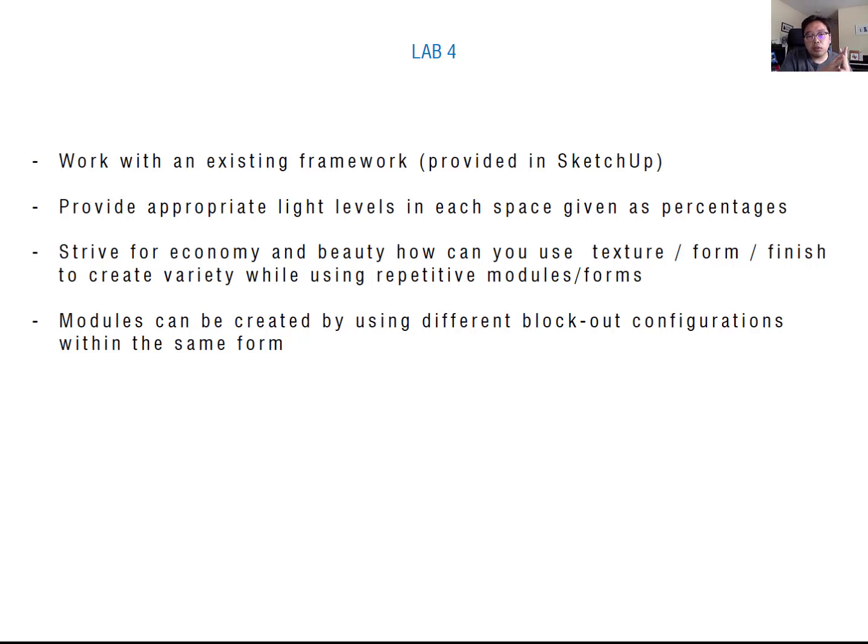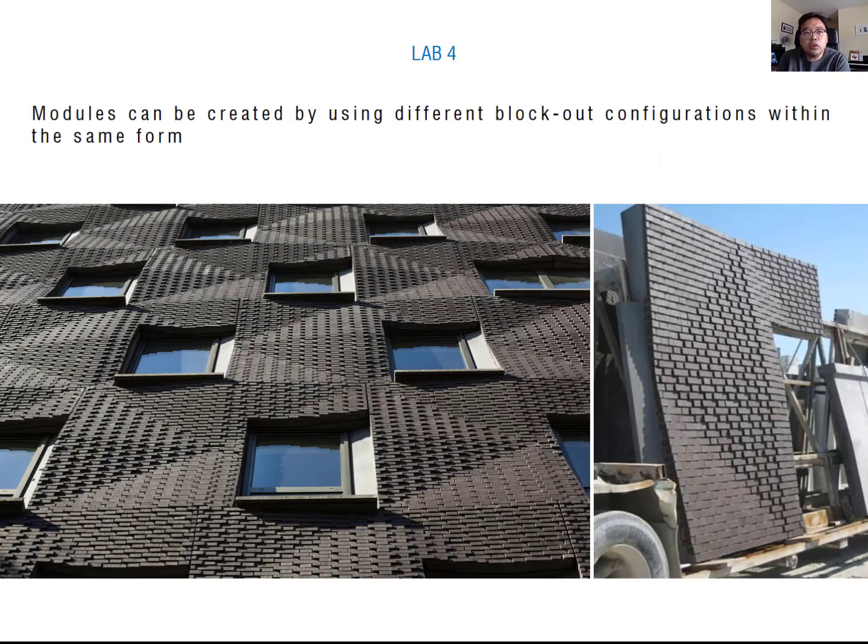Also, a module can be created by using a different block out configuration within the same form. Same thing, when you're making one single form, from that one single form, you can make 5 different designs, 5 different iterations. If you make 5 molds for the PG&E, we can make 20 iterations. Okay, so we also uploaded the 296 Mulberry Street presentation. Please read about it, it is a really wonderful construction process. The module can be created by using a different block out configuration within the same form.